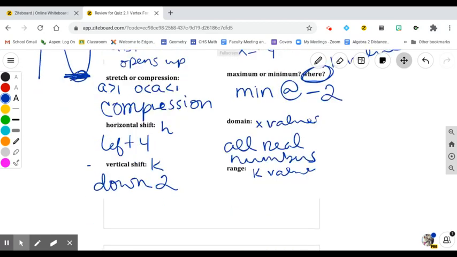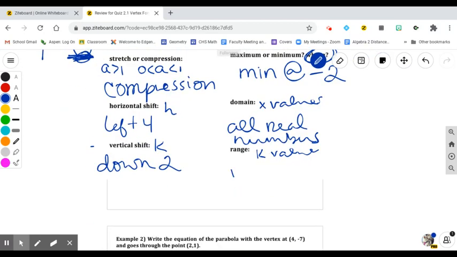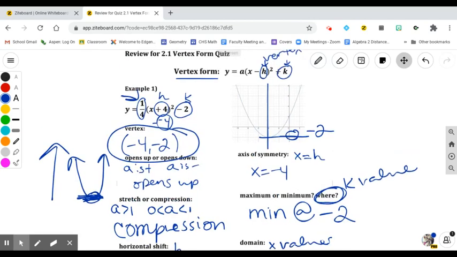So our range here would be y is greater than or equal to -2. And so that's one of everything. So on your quiz, there are a couple problems where I just give you the graph and ask you a few things, and there's a few, probably more, where I give you the equation and you answer.